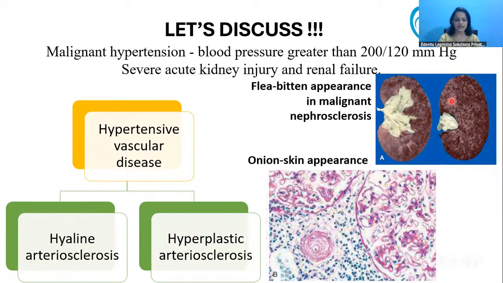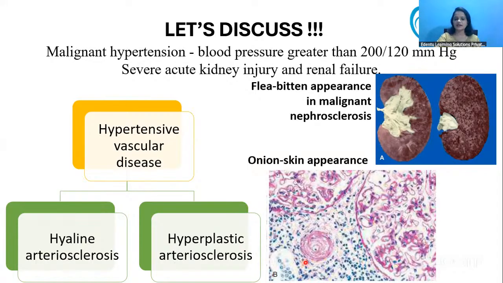So what is happening in hypertensive vascular disease is that there are two things mainly happening. One is hyaline arteriosclerosis, and the other one is hyperplastic arteriosclerosis. In hyaline arteriosclerosis, what you see is that the blood vessels are uniformly surrounded by a hyaline material. Okay, so that is called hyaline arteriosclerosis.